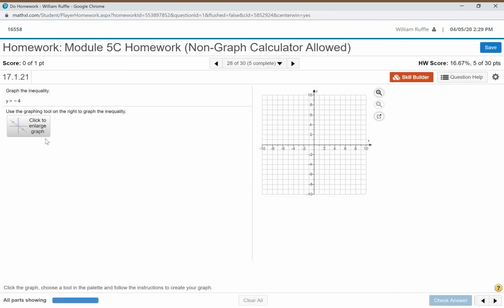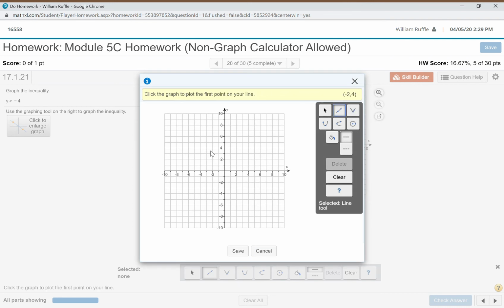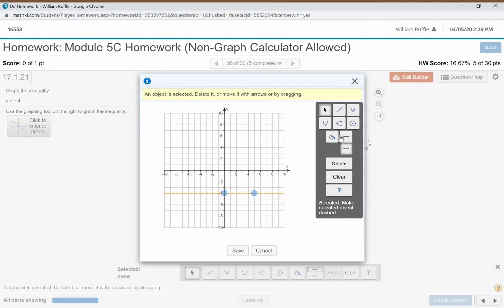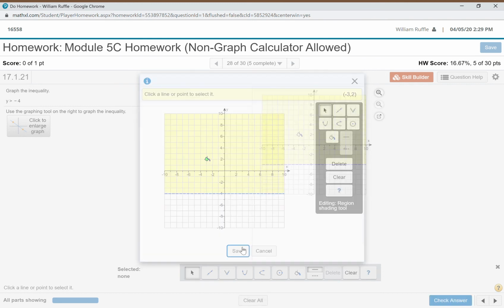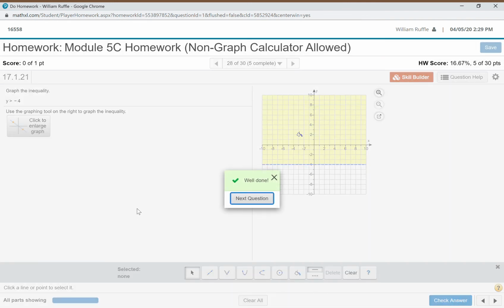Alrighty, and I'll do one last one here. Y is greater than negative 4. This will work. So I got to go down where negative 4. Again, remember, this is a horizontal line with 0 slope. Oops, forgot to click enter. Again, it's a dashed line. Now again, what's above or below? Well, clearly this is above. Save, check, and we're good to go.